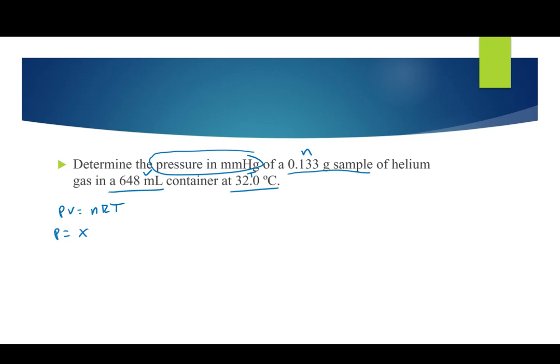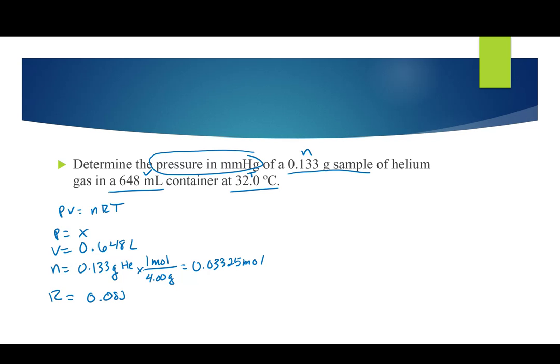So my pressure is unknown. My volume is 648 milliliters. Volume has to be in liters, so we convert that to liters. n is moles. The amount has to be in moles, so again, we'll have to convert 1.33 grams of helium. Helium has a molar mass of 4 grams per mole. R is the ideal gas constant, so 0.0821 liters atmosphere over mole Kelvin. And then T is 32 degrees Celsius, but you can't use degrees Celsius in the ideal gas law or in any gas laws, so it's 305 Kelvin.